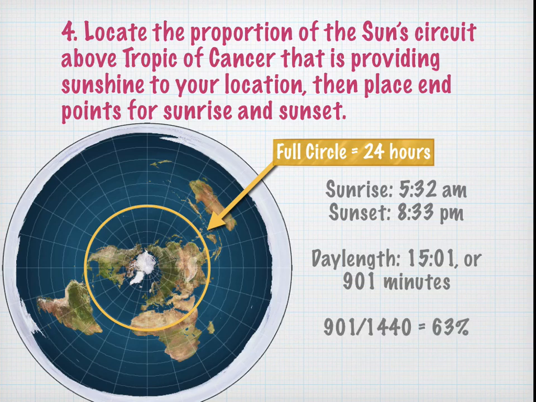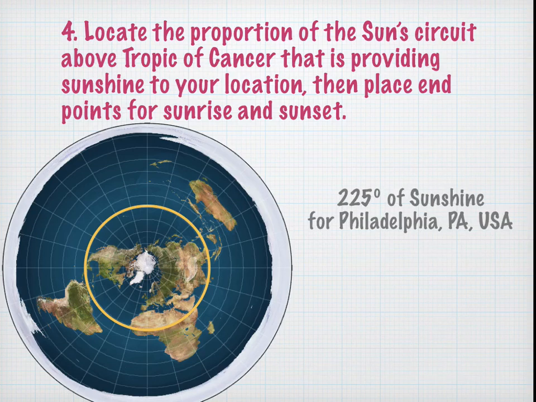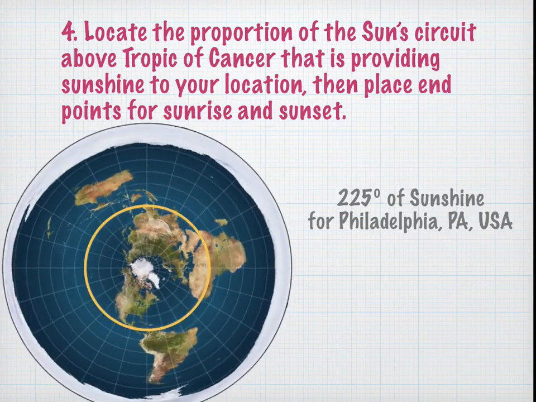So in a full day, there's 1,440 minutes. All right, so 901 divided by 1440 is 63%. So the sun is going to travel a full circle in 24 hours, but 63% of that circle will be visible from Philadelphia. All right, hopefully that makes sense. So what we'll do is we'll reorient the map. 63% of 360 is 225. So we're going to reorient the map, and we're going to locate an angle that is 225 degrees of sunshine.